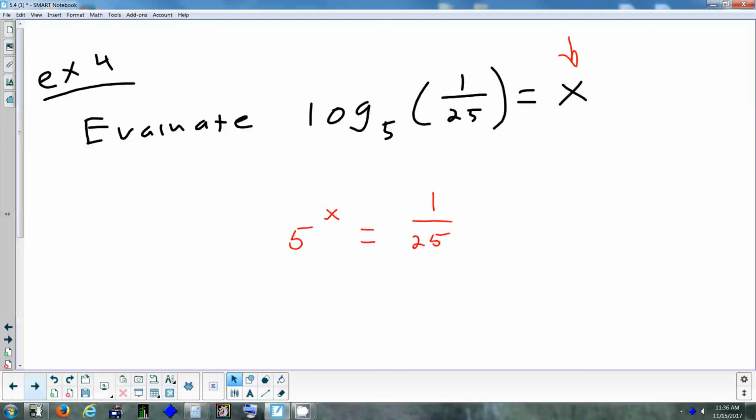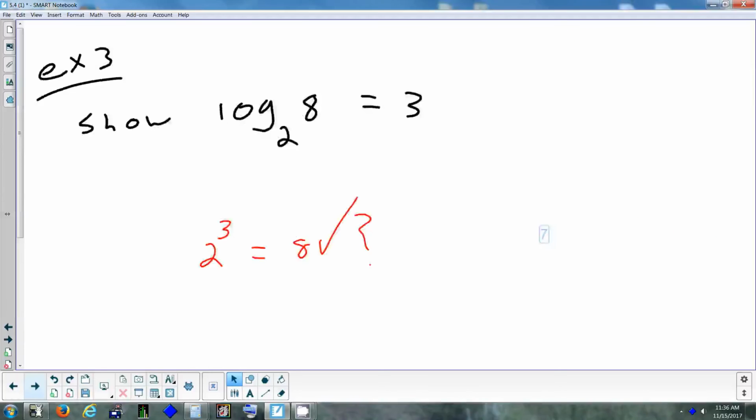Now we have to figure out 5 to what power is 1 over 25. If you're a little confused because it's a fraction, think of this problem, which doesn't have the same answer, but it's similar. Think of 5 to what power is 25, and then think of what kind of number you have to cause it to flip. Yep, -2. Negatives, right. If you have negative exponents, that causes your fraction to flip.